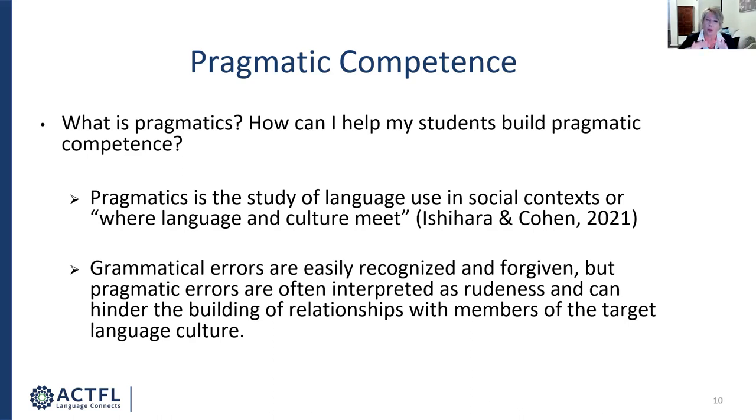So we kind of understand a little bit here, what is pragmatics? It's how language is used in its natural and social context, given specific speakers and settings. But how do we actually teach pragmatics? Let's take a look at the next slide.